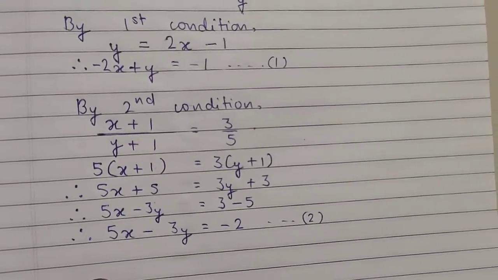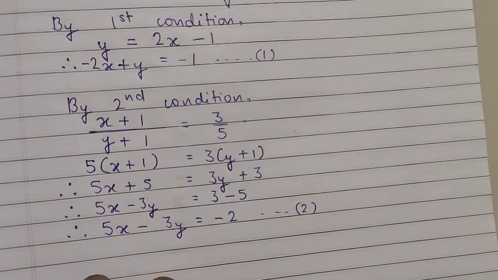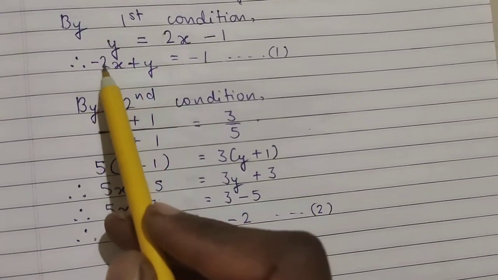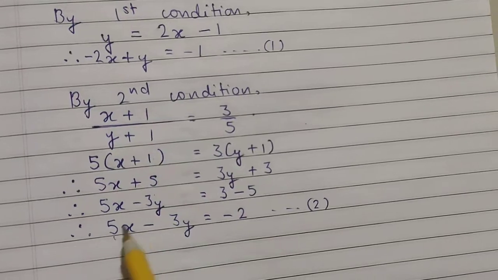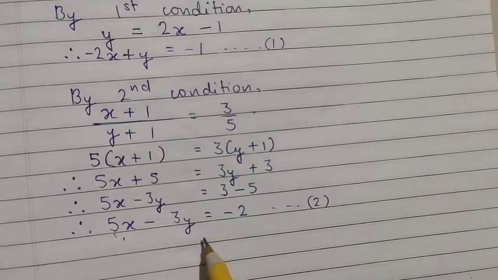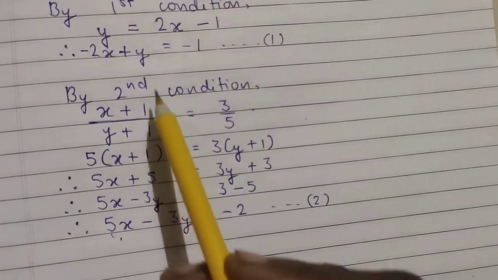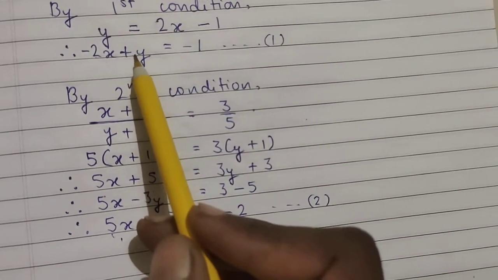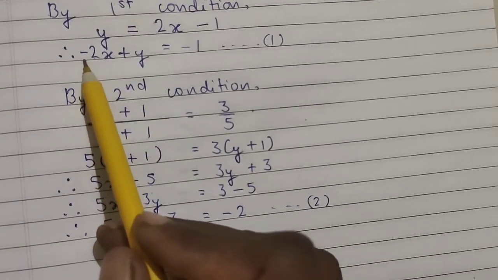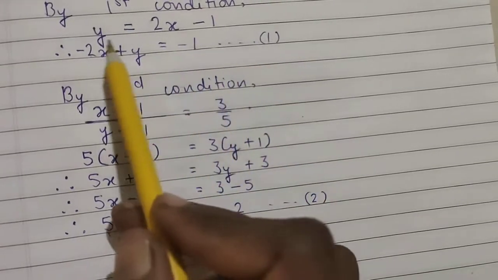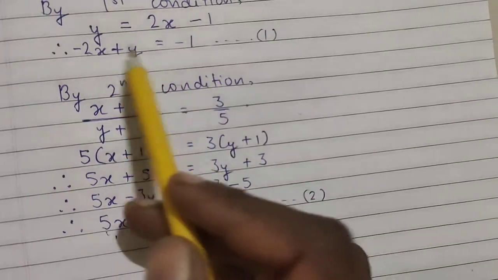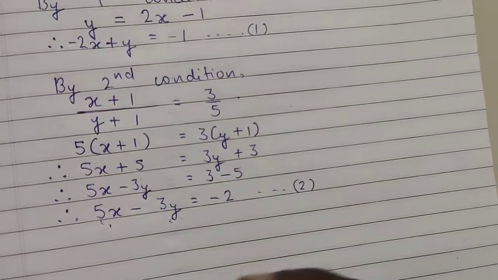Now you have to solve equation 1 and equation 2 simultaneously. See the coefficients. Here the coefficient of x is 2, here 5, so x is not the same. And here the coefficient of y is 1 and here the coefficient of y is 3. So you can make this 1 into 3 by multiplying by 3. This is very simple. So we are going to multiply the first equation by 3 so that our y coefficient becomes the same.